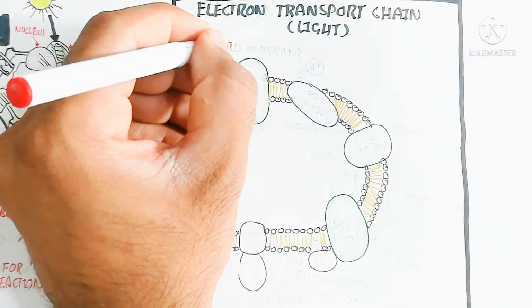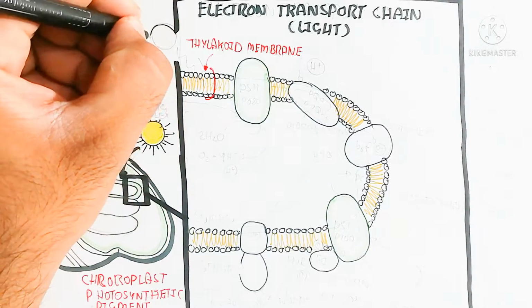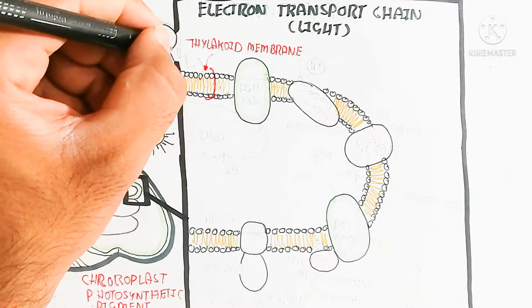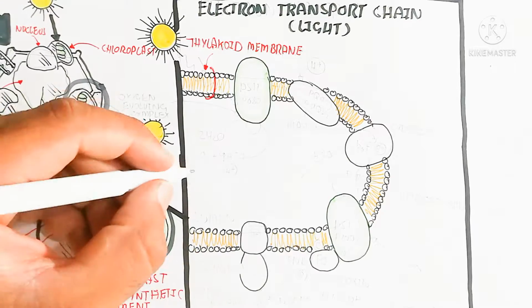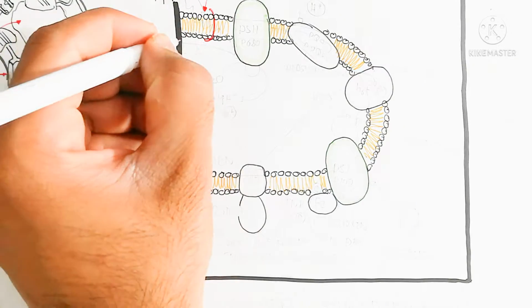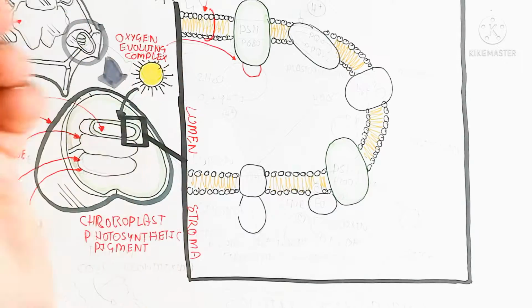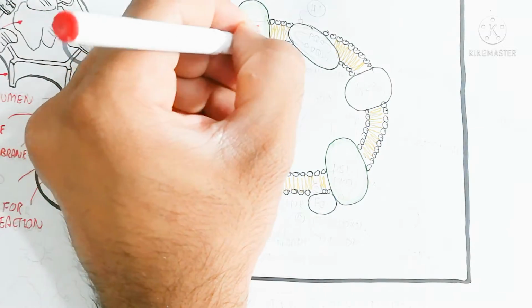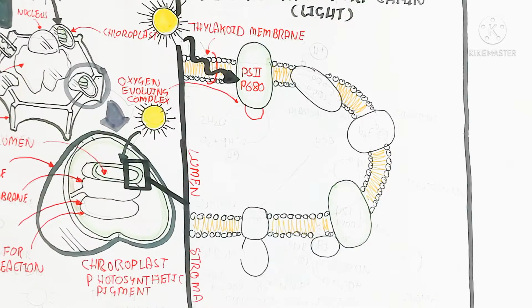Here is photosystem 2, which absorbs light of 680 nanometer wavelength. After the absorption, the primary electron acceptor comes into play. In this way, photolysis occurs, and this is the oxygen evolving complex, which evolves oxygen from water. For example, two molecules of water will be split, releasing one oxygen which moves into the atmosphere.